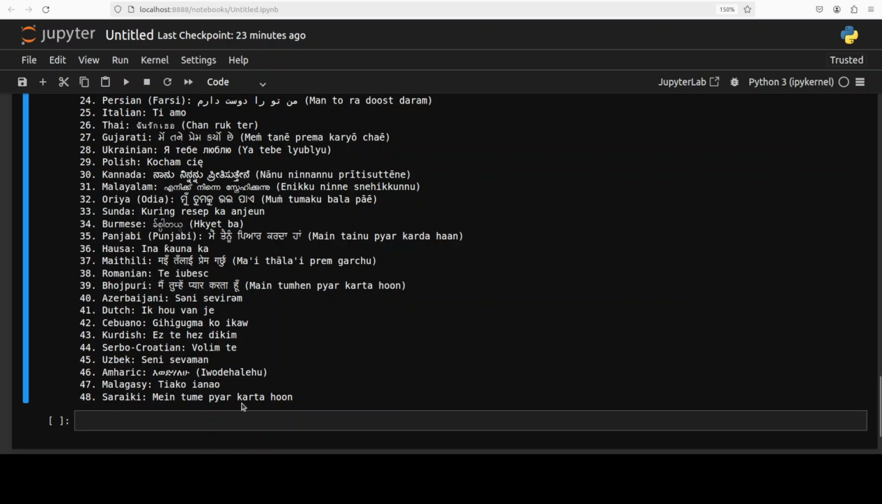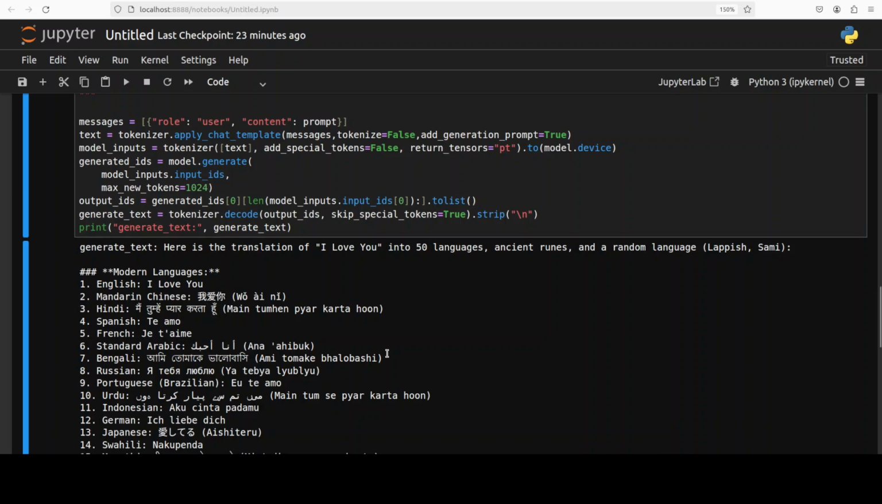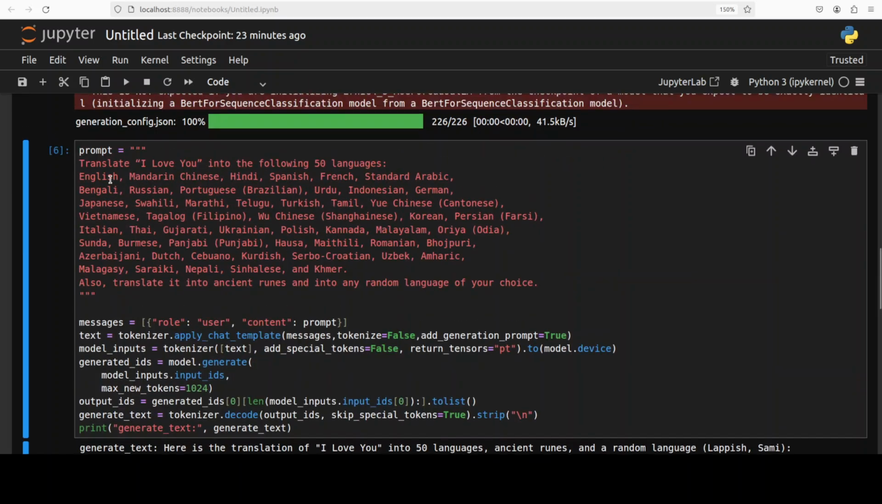I think Saraiki doesn't look good. I don't think so. That's a very regional language in Pakistan, but I don't think so. This is good, but if you are a speaker of that language, please let us know. Anyway, pretty good in multilinguality, I would say.